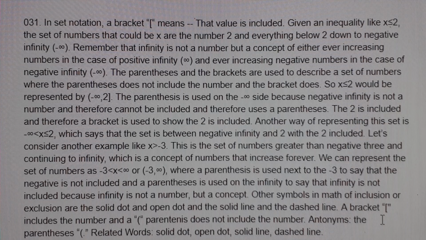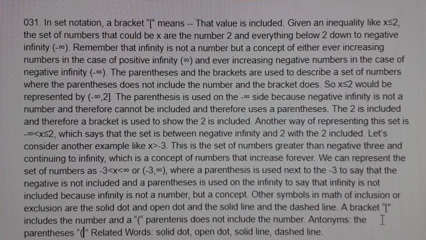Another way of representing this set is negative infinity is less than x, which is less than or equal to 2, which says that the set is between negative infinity and 2, with the 2 included.